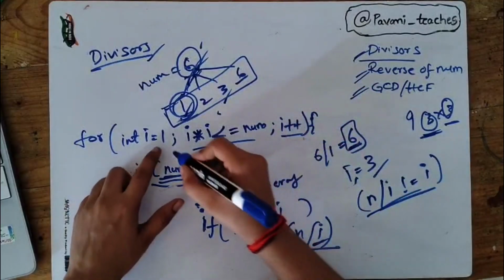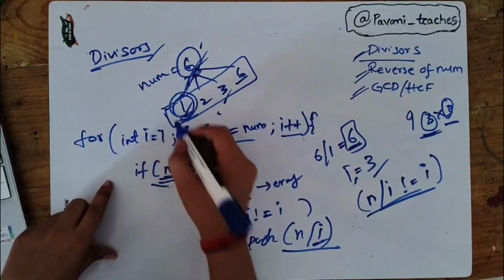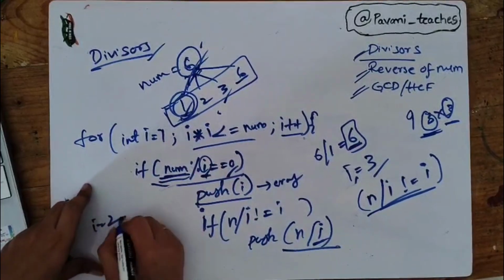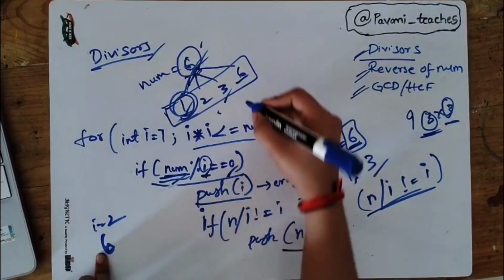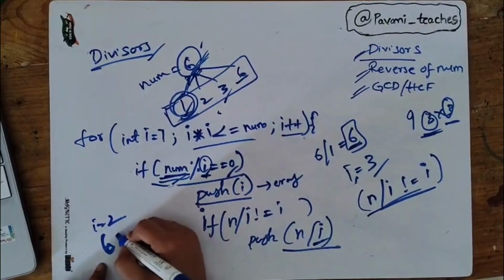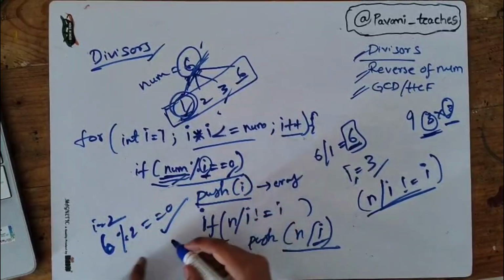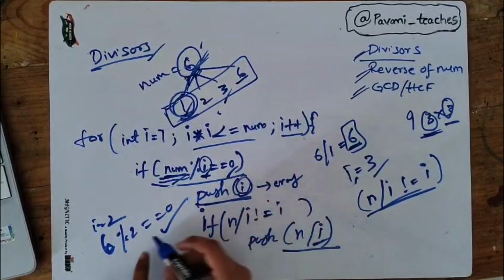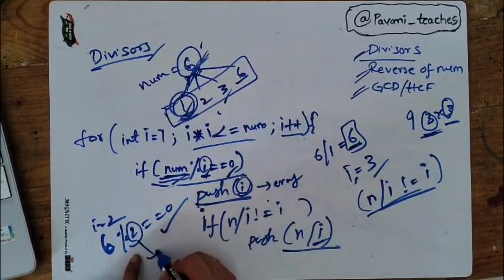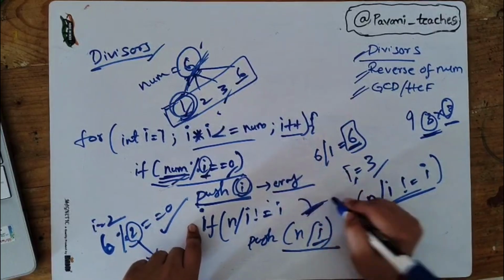Now I'll explain what happens if i is incremented by 1. Now i will become 2. It will check num, which is 6, as I am taking 6. 6 modulo 2 equals 0. Yes, it is. Then it will go inside this if and push the i value, that is 2, into the array. Again it will check inside the if.